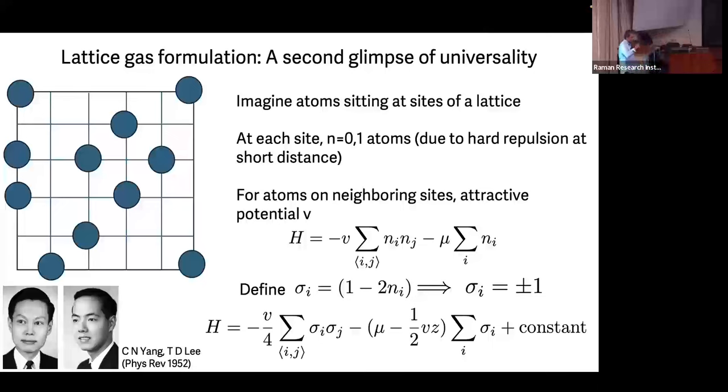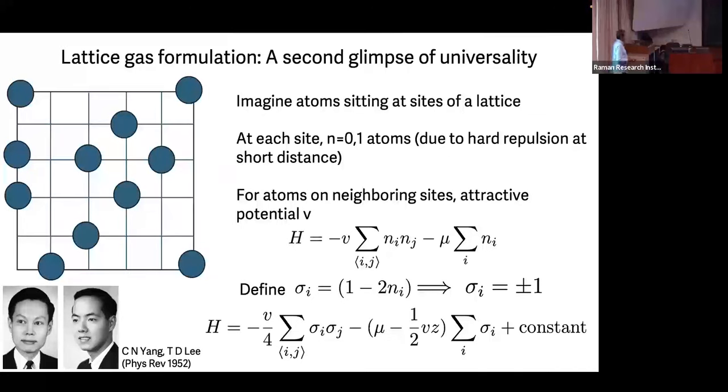So it's connected to some reservoir where particles can come or disappear from this lattice. But then they said, okay, let's define a new variable, which is 1 minus twice the number of particles. Then you see that if n is 1, this becomes minus 1, and if n is 0, it's plus 1. So this quantity takes on a value of either plus or minus 1, corresponding to 0 or 1 atom. It's some two-state system at each site, right?